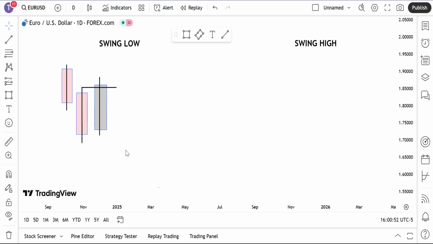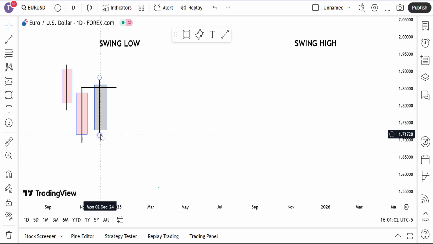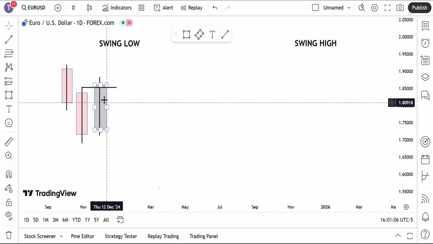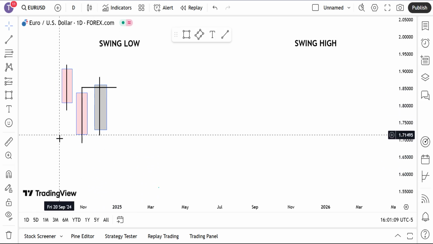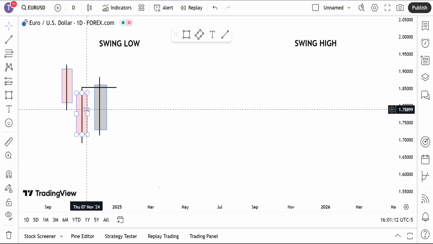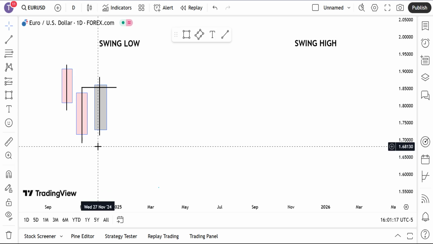Remember that anytime a swing low forms, it always signifies a bullish move. No matter what, anytime a swing low forms, the swing low always signifies a bullish move. Even when the swing low forms in a bearish market, know that price is still going to go up a bit. So that is it.